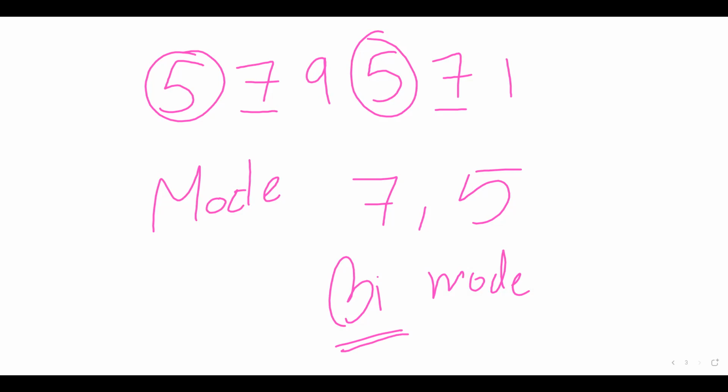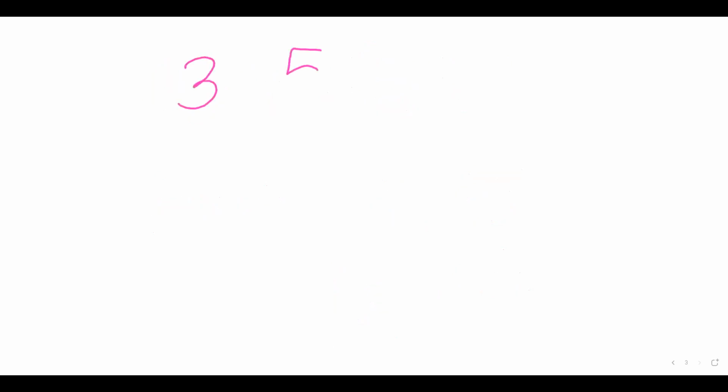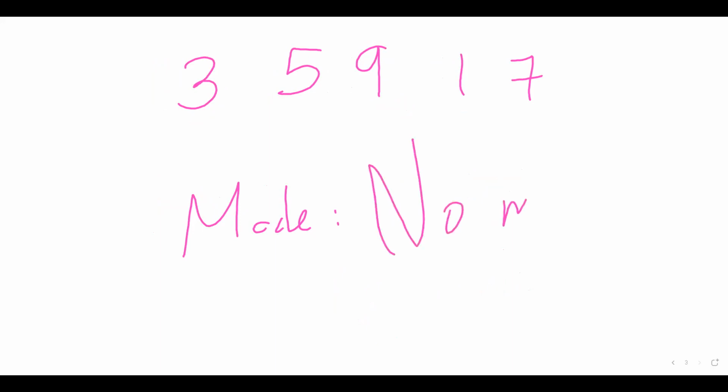Now, the last case, that sometimes you have numbers like 3, 5, 9, 1, and 7. If I am asking you now, what is the mode? 0, miss. Well, don't say 0, it's a number. Oh, okay. You will tell me none. No mode. In this case, you will tell me that there's no mode.